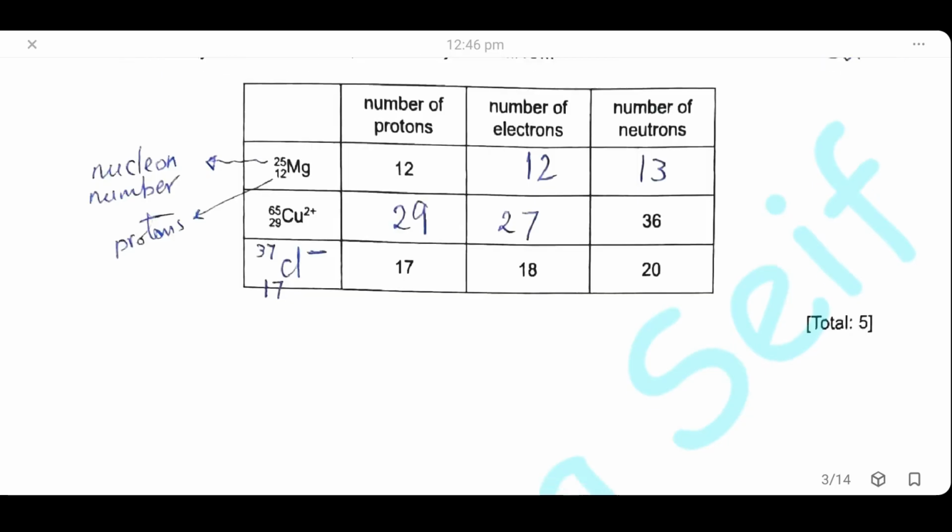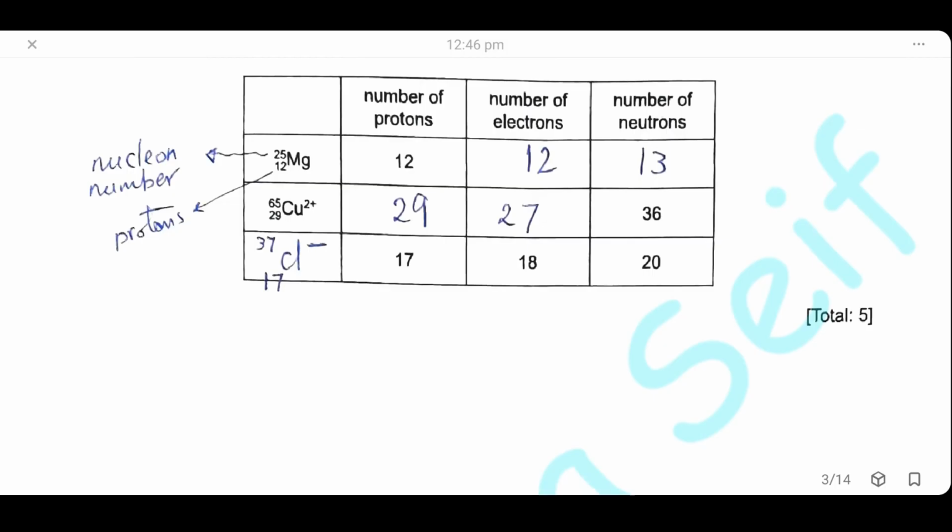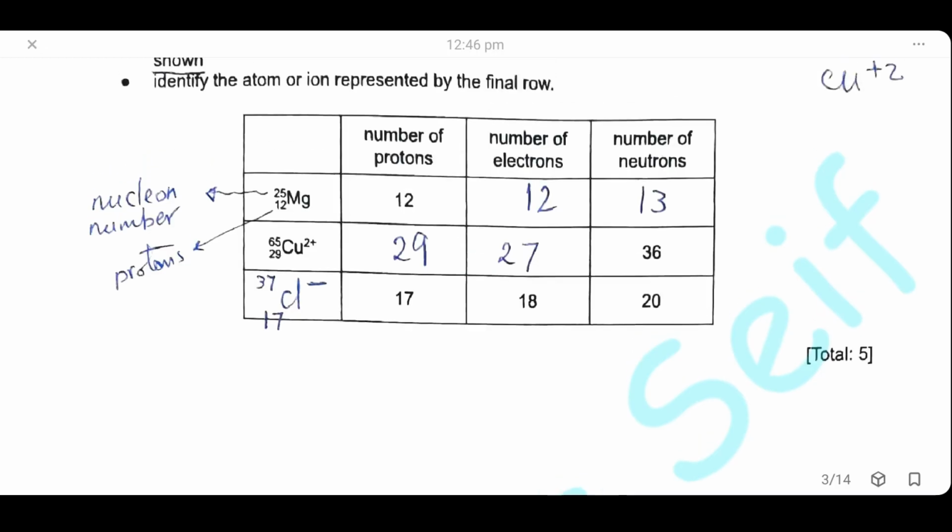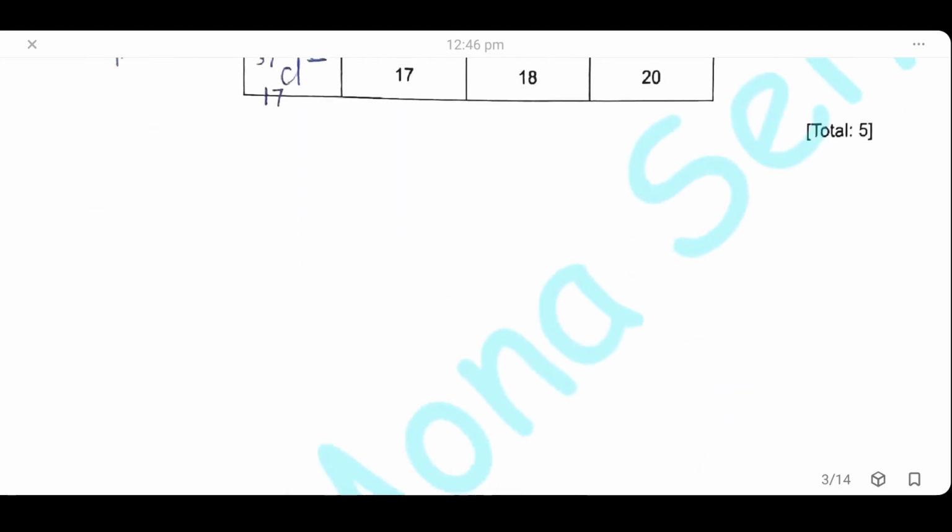The final row here is an ion because the number of electrons is higher than the number of protons by 1, so it is a negatively charged ion, and the number of protons is 17. This is for chlorine, so this is a chloride ion, and to obtain the nucleon number we have to add the number of neutrons to the number of protons. This will be 37.